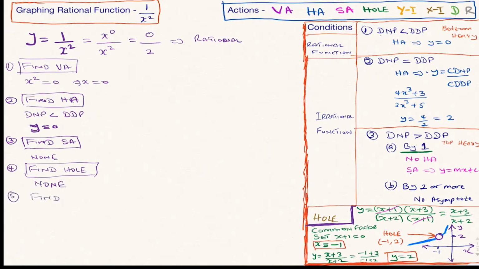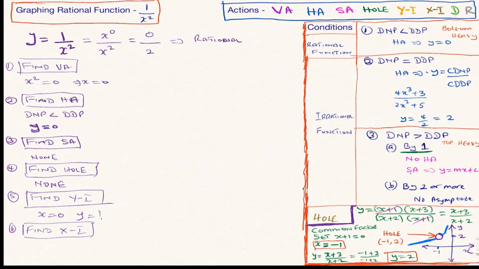Number 5, find the y-intercept. The y-intercept is when x equals 0, what is y? As you can see, x equals 0 is the vertical line of asymptote, and therefore there is no interception on the y-axis. Number 6, find the x-intercept.